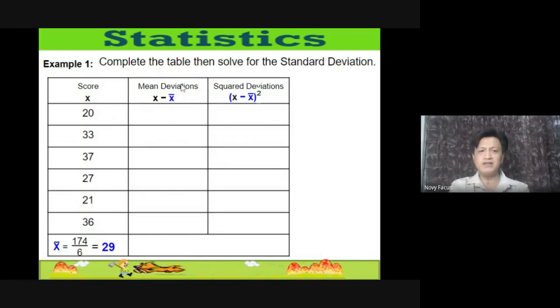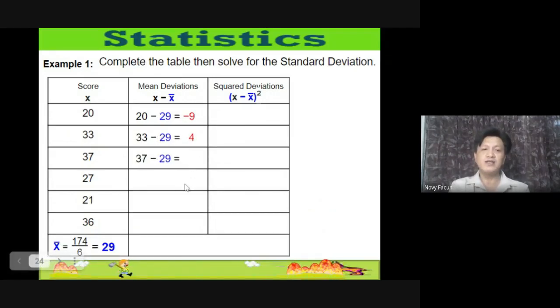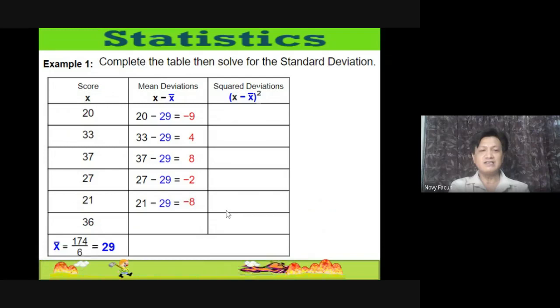And then, to get the mean deviation, yung mean natin na 29, isusubtract natin sa bawat score. Kaya nga that is 20 minus 29, that is equal to negative 9. And 33 minus 29, that is 4. 37 minus 29, that is 8. 27 minus 29, that is negative 2. 21 minus 29, that is negative 8. 36 minus 29, that is 7.